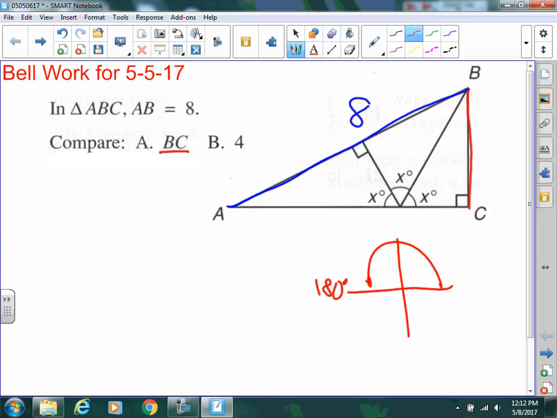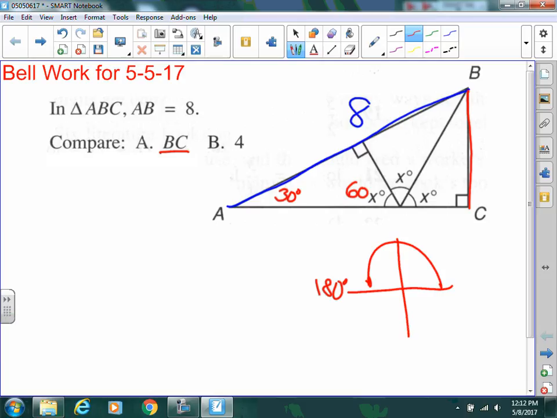So if there's 3 of them, and they should add up to 180, how much is one of them? 180 divided by 3. What's 180 divided by 3? 60, thank you. So x is equal to 60, and we see this is 90 degrees, right? So this must be 30, right? If we have a 90 and a 60, they have to add up to 180 inside of a triangle. So 30, 60, 90. Okay?